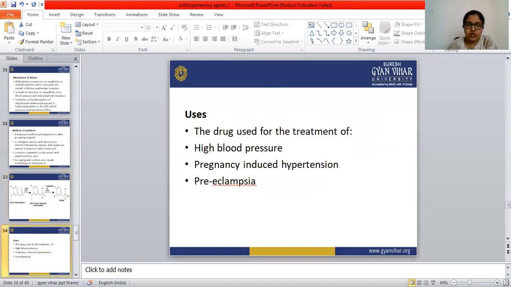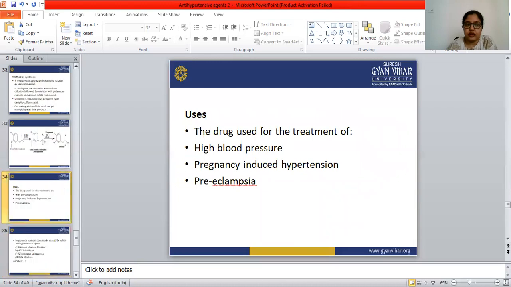Let's see the uses of this drug. The drug is used in the treatment of high blood pressure, pregnancy-induced hypertension, and preeclampsia. In these conditions, we use methyldopa.